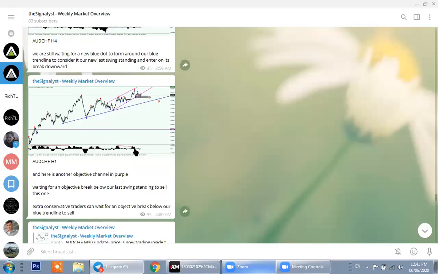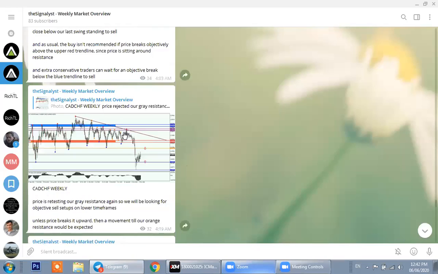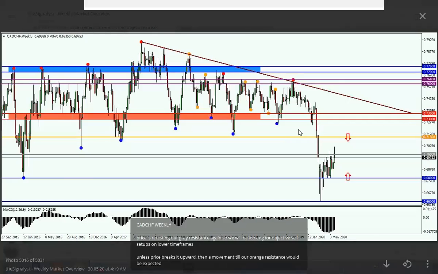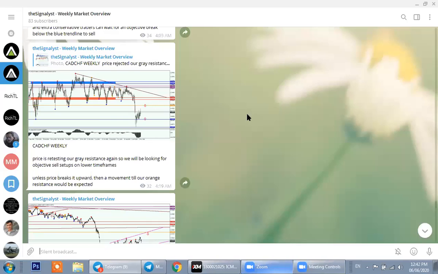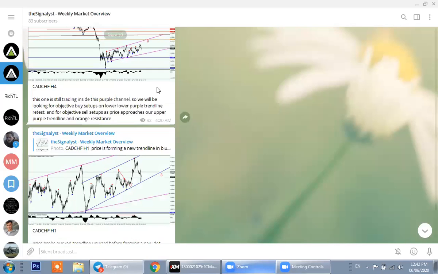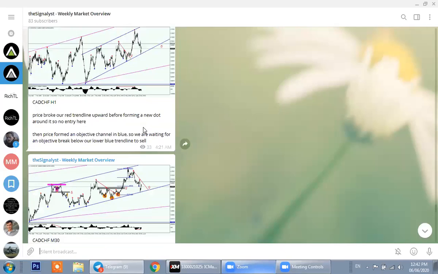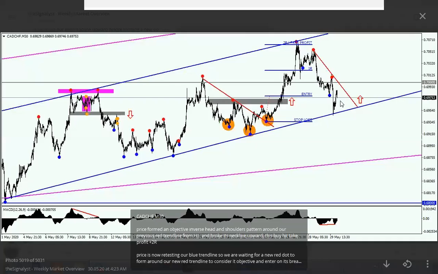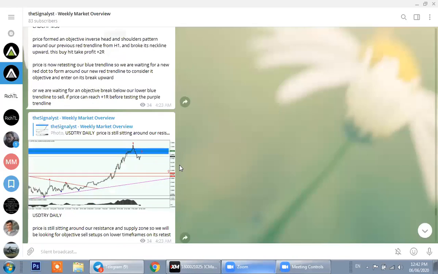Now our last main pair is CADCHF. On the CADCHF weekly time frame, we were looking for objective sell setups on lower time frames as price was sitting around a strong round number, 0.7. And as mentioned, if price broke it upward, then our next resistance would be the orange, then the red main one. On H4, price is trading inside this channel, and here are last week's updates. And we're waiting for a new swing to form around our red trend line to consider it objective and then enter on its break upward.